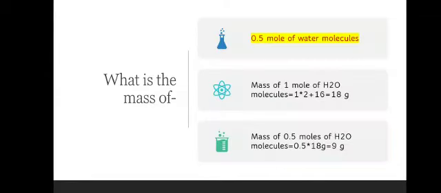We will go to the next sum. What is the mass of 0.5 mole of water molecule? For water molecule, we know the molar mass. You have learned that properly just now. That is 18 gram. How to do that? Hydrogen, 2 are there, 1 oxygen. So 2 into the atomic mass of hydrogen, that is 1, plus the atomic mass of oxygen, that is 16. So 2 plus 16, that is equal to 18 gram.